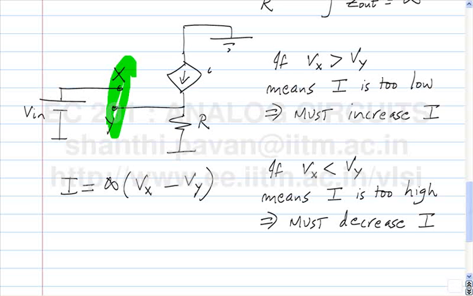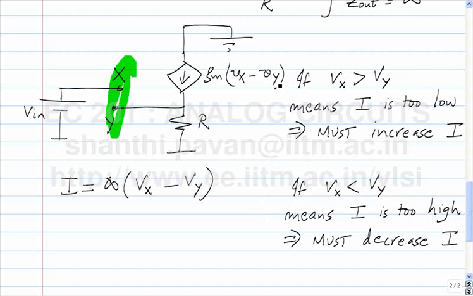Replace this by Gm times Vx. And intuitively, how does this work? This is x, this is y, this is plus, minus. So the moment this controlled source sees a small difference between Vx and Vy, it pumps current in the right direction in an attempt to make Vx equal to Vy. So this is negative feedback. Can you identify the transistor?